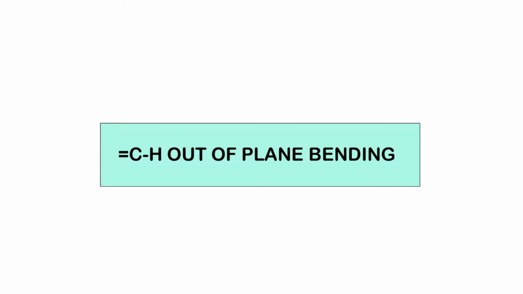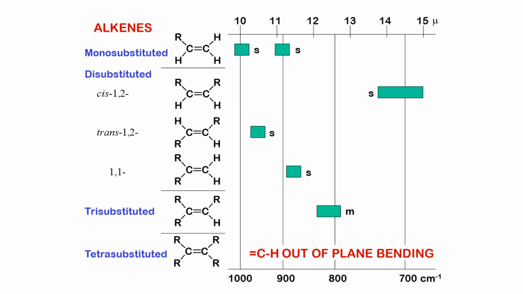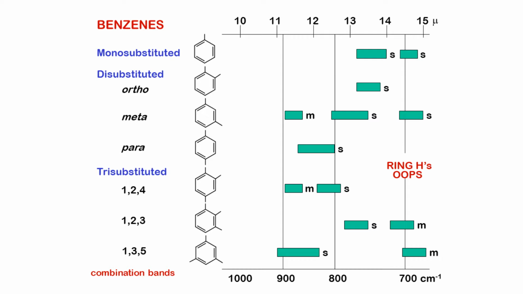Next, we delve into the =C-H out-of-plane bending, a key feature in infrared spectroscopy. Out-of-plane bending, also known as OOPS, occurs in alkenes and benzenes, with hydrogen atoms bending above and below the plane. For alkenes, the =C-H out-of-plane bending varies with substitution patterns, as shown in this chart. In benzenes, the =C-H out-of-plane bending also varies with substitution, with distinct combination bands.